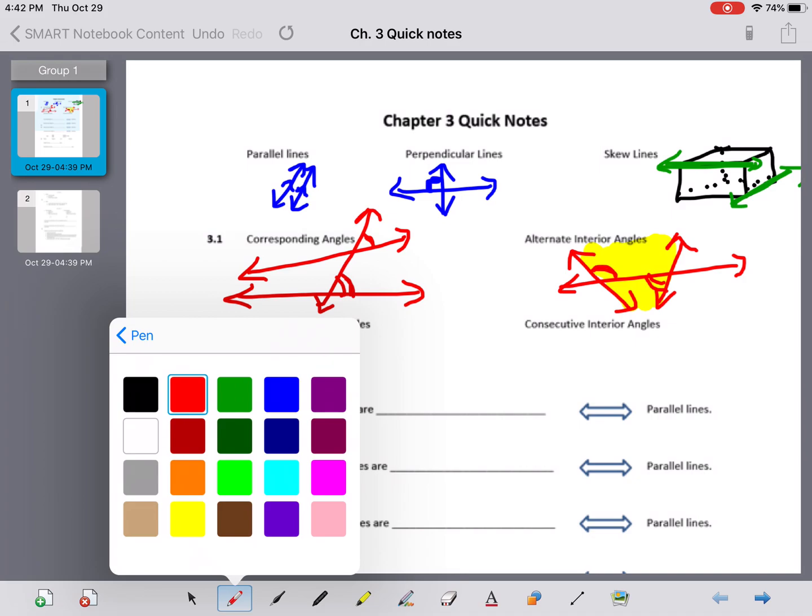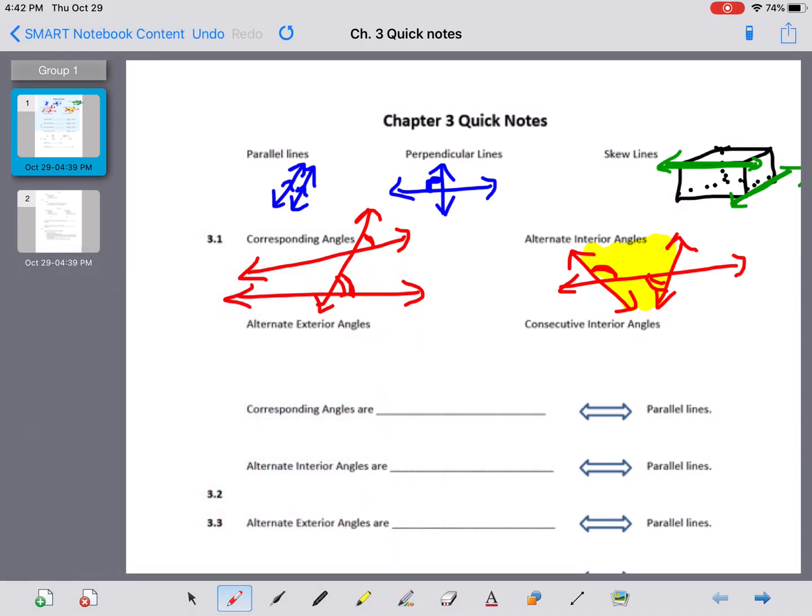Alternate exteriors, and we'll keep them red. So once again, I have these lines. I have a transversal that comes through it. Alternate exteriors, those have to be on the outside, right? Make sure they come from the outside. So if I have bottom left here, I have top right here, okay? So opposite ends and opposite sides of the transversal.